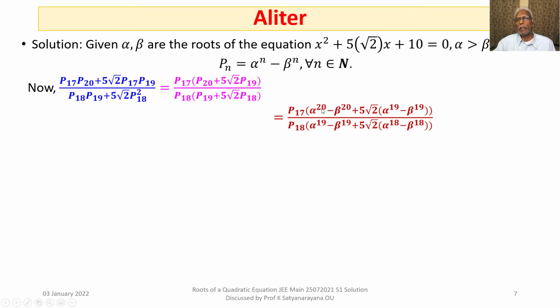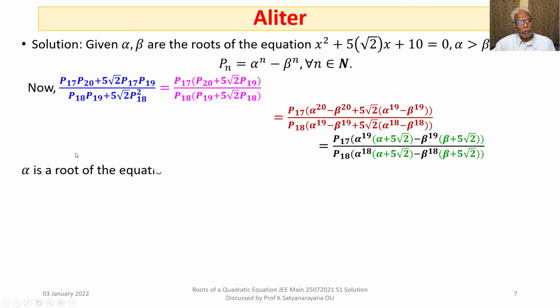Now in the numerator, alpha power 20 and 5 root 2 alpha power 19, take alpha power 19 common, we will get alpha plus 5 root 2. And so also beta power 20 and 5 root 2 beta power 19, take beta power 19 common, we will get beta plus 5 root 2. So we will get these things, and similarly in the denominator.